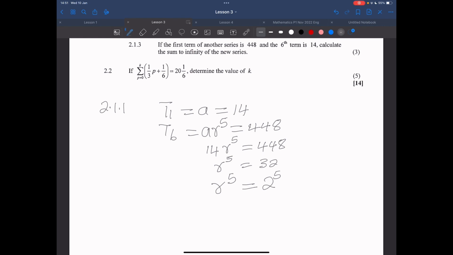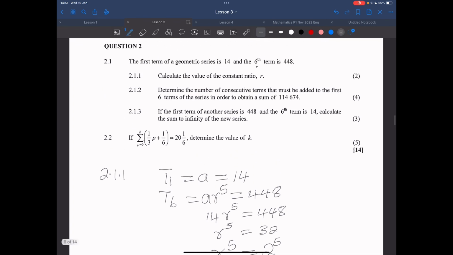Right, so it means the bases are the same, so the exponents must be the same. It means the bases are the same, giving us the value of R to be 2. Right, so that was 2.1.1. We just substituted there to get the value of R. Right, so it was 2 marks.